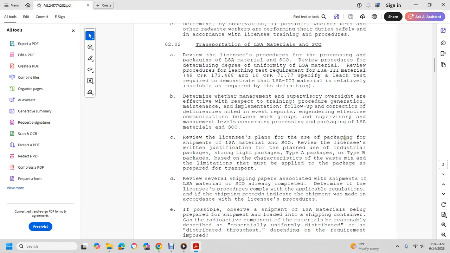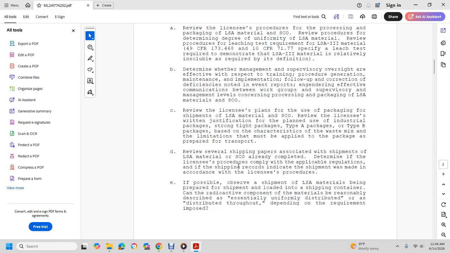Review of the licensee plan used for the packaging and shipment of LSA material and SCO, with the review of the licensee's written justification for the plan used for the industrial package, strong tight package, Type A package, or Type B package, based on the characteristics of the waste mix. Limitations must be applied with the packages prepared for transport.